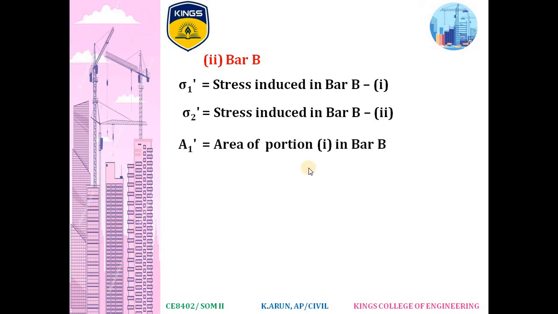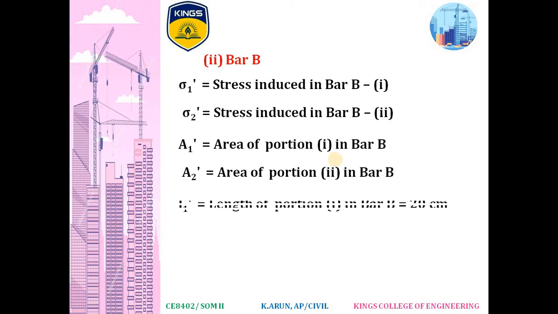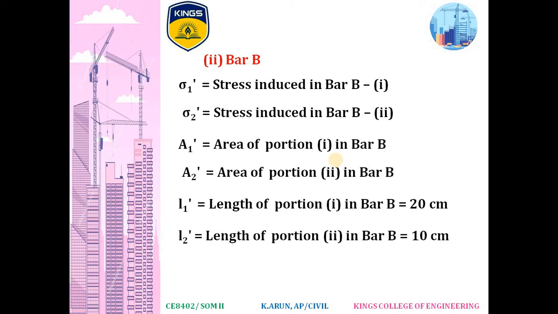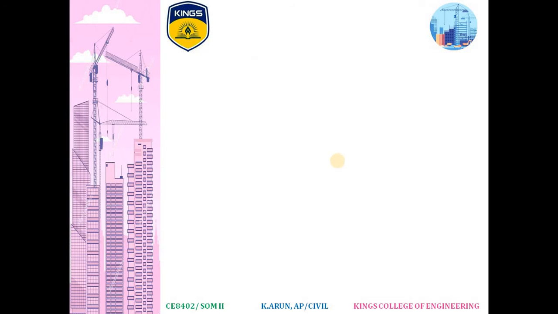And A1 dash is the area of portion 1 in bar B. A2 dash is the area of portion 2 in bar B. L1 dash is the length of the portion 1 in bar B, which is 20 centimeter, and L2 dash is the length of the portion 2 in bar B, which is equal to 10 centimeter.